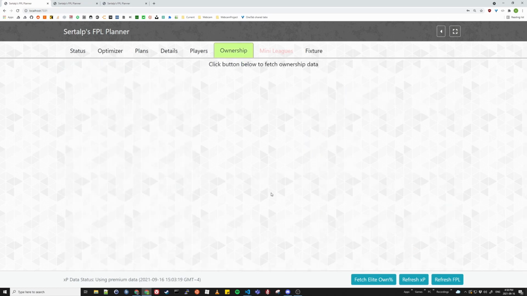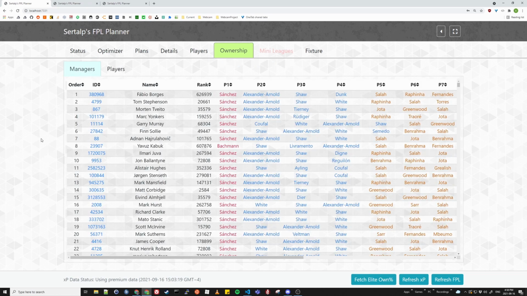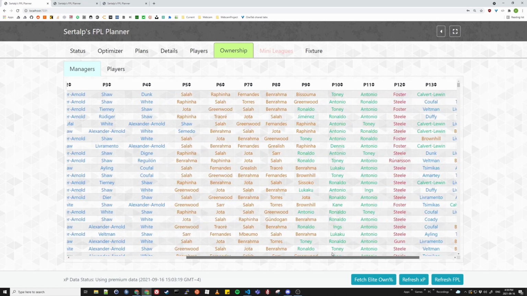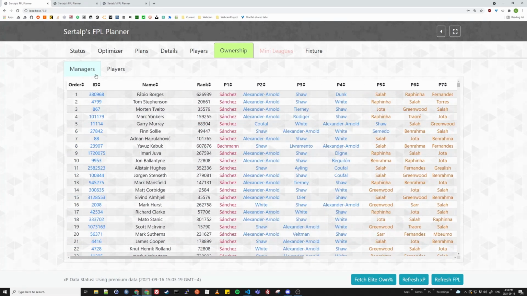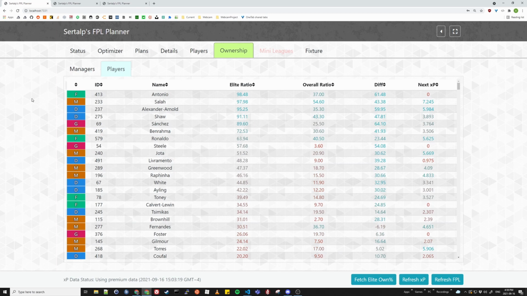I just developed this today. So this ownership tab, I got the top 1,000 managers from FPL Research's spreadsheet. I got their IDs, and then I'm pulling their data and what kind of team they have, at least for the last game week. And when I click players, I can see the elite ownership and the overall ownership and what the difference is. Obviously, some of them will get rid of Antonio here, but there are some interesting cases too. Antonio doesn't look to be dropping again.